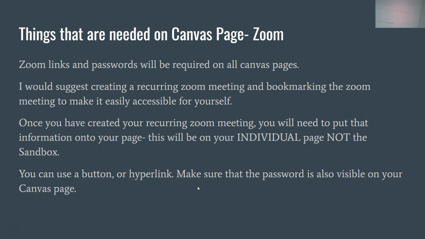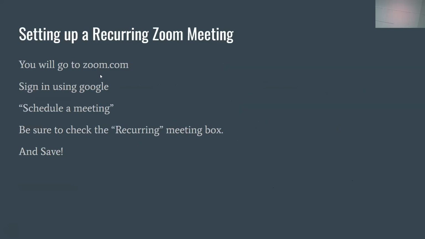So you can use a button or a hyperlink and make sure that the password is also visible on your Canvas page. So setting up a recurring Zoom meeting, you're going to go to zoom.com. You're going to sign in using Google. You're going to schedule a meeting and then be sure that you check the recurring meeting box and save.